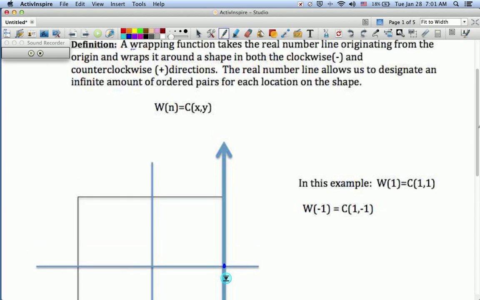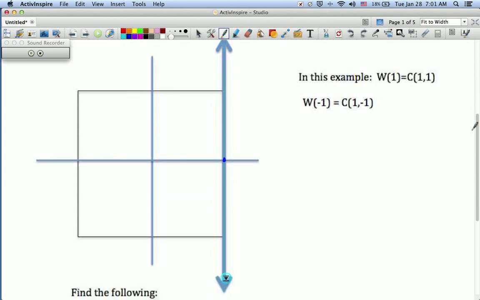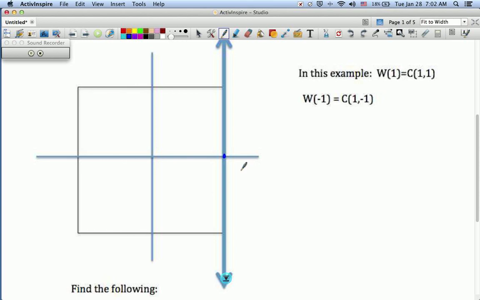So counterclockwise is positive, and clockwise is the negative direction. Again, this line right here represents the real number line: 0, 1, 2, 3, 0, negative 1, negative 2, negative 3, so on and so forth, forever. Imagine you're wrapping a gift for that annoying little brother or sister, a little tiny box, and you just want to wrap it 1,000 times. You keep going around and around. Well, that's what the number line does. It keeps going around and around, but it goes around in both directions.